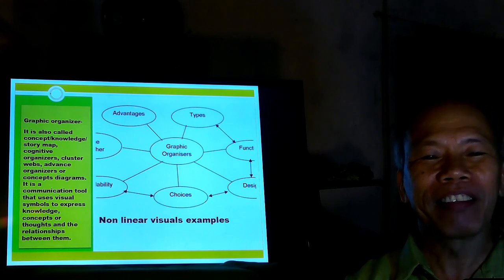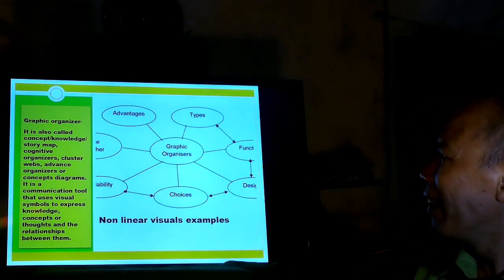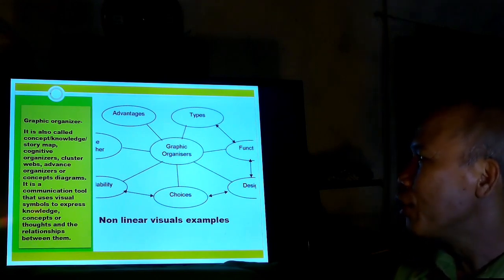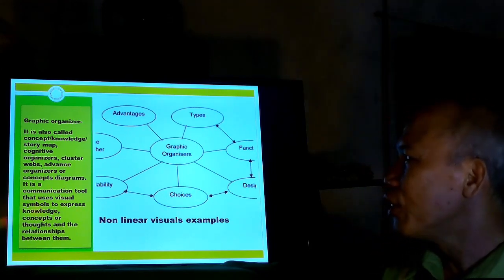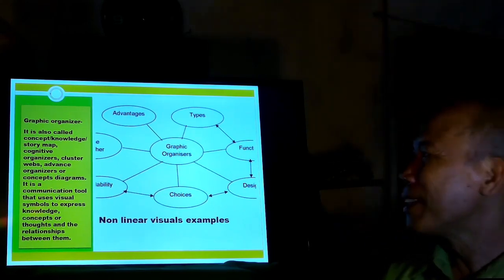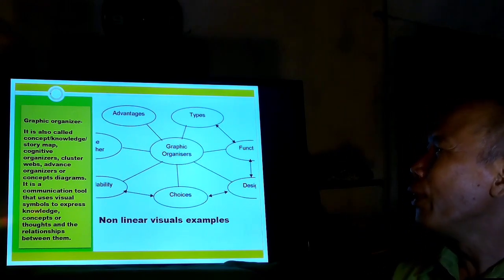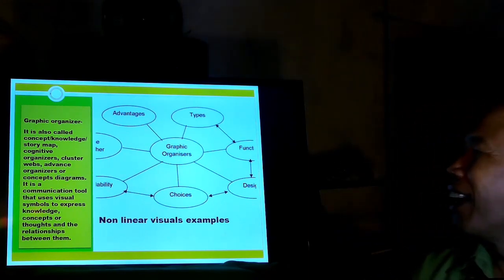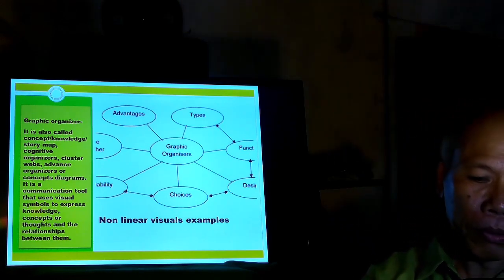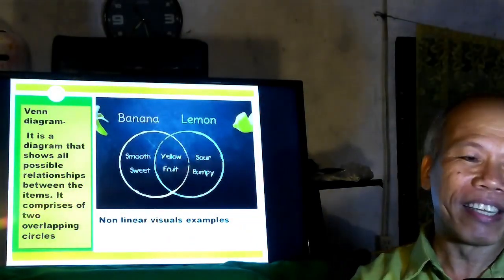Another one that is popular, that is used in our lesson in the English class, we have the graphic organizer. It is also called concept, knowledge, story map, cognitive organizers, cluster webs, advanced organizers, or concepts diagram. It is a communication tool that uses visual symbols to express knowledge, concepts, or thoughts, and the relationships between them. And as far as we know, we have the webbing on this part, on graphic organizer.